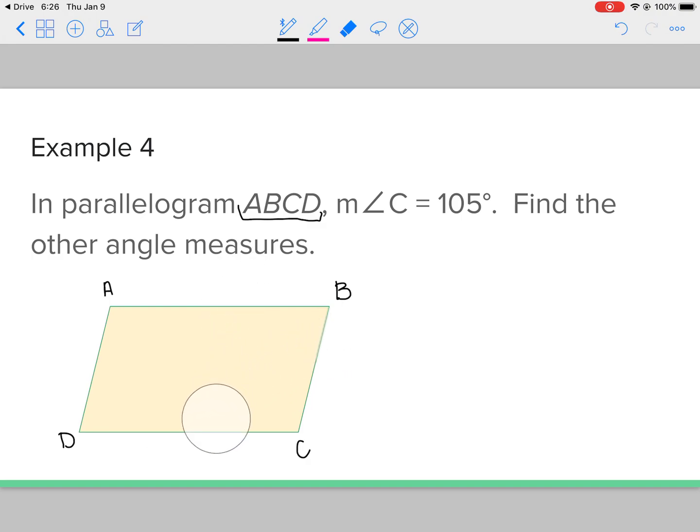So make sure that you're naming polygons. If you're drawing yourself a diagram, make sure you're naming it around the shape. Don't go through the shape. So you can't go through the middle. So I couldn't go A, B, C, D.